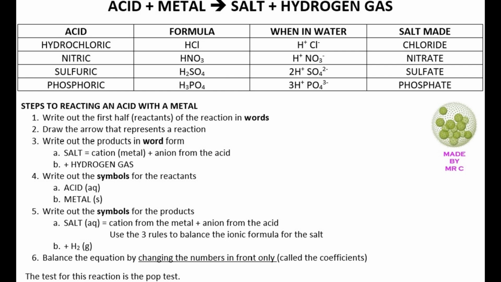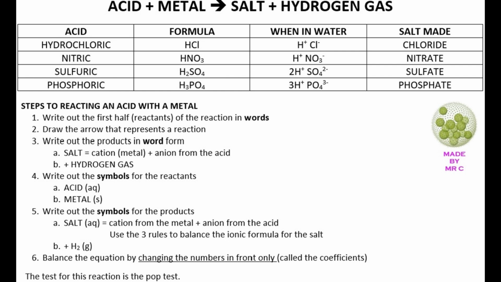Then we're going to write out the symbols for the reactants, for the chemical equation. We're going to write out the acid and put AQ after it. AQ means dissolved in water. And then we put in the metal and put in brackets S, which means solid. So we're putting a solid piece of metal into an aqueous solution of acid.